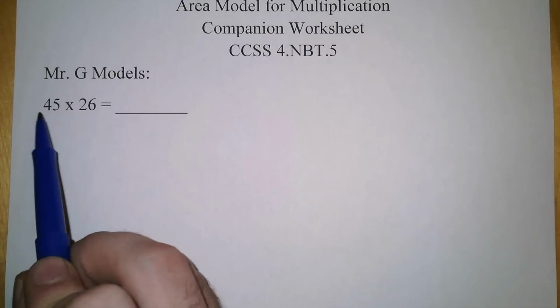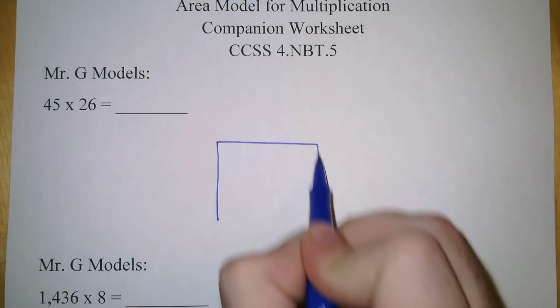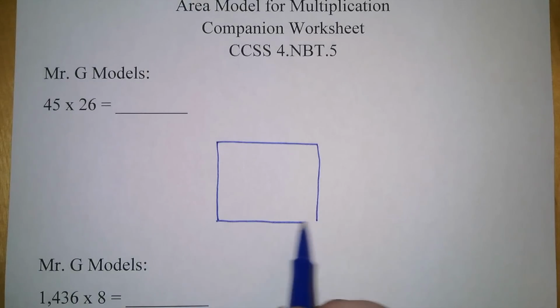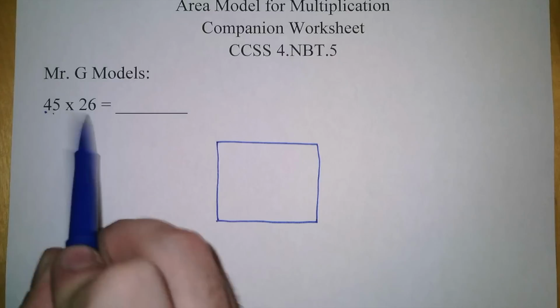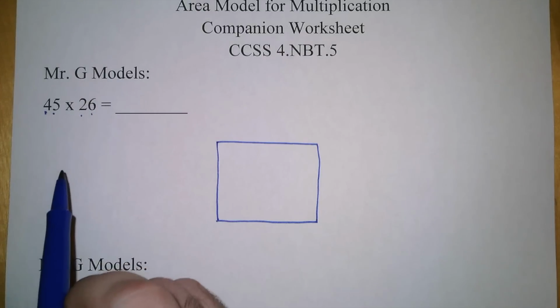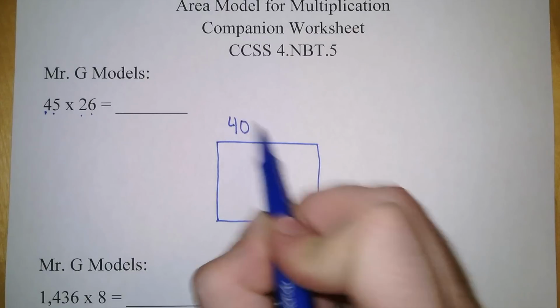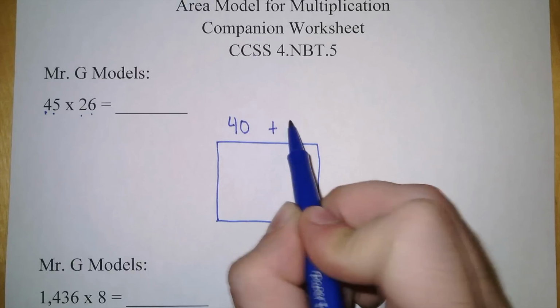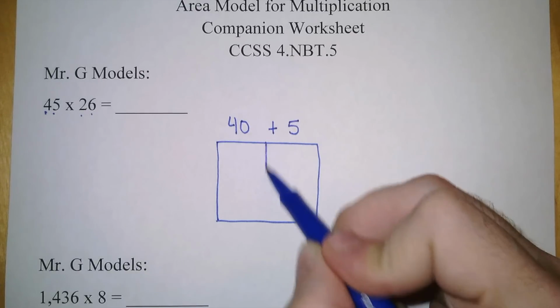All right, I'm first going to start by drawing myself a box. I'm going to then look at my factors. I have 45 and 26. 45 has 2 digits in it, which means 2 different place values are represented. I'm going to write that as an expanded form right up here, 40 plus 5. Because I have 2 digits or 2 place values represented, I need 2 columns.